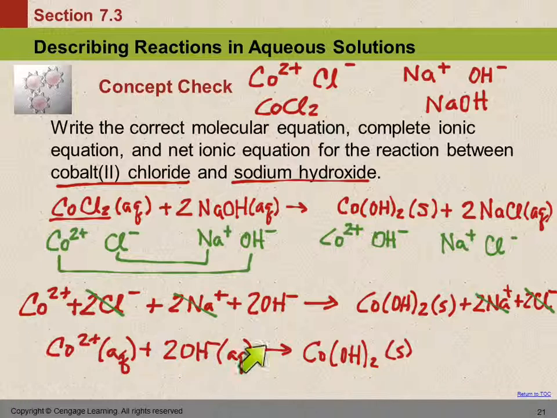What this tells us is that the sodium and the chloride really don't matter. If we had potassium in there instead of sodium, this reaction would proceed exactly the same. If we had bromide in there instead of chloride, it'd be the same thing. The identity of those guys really didn't matter.